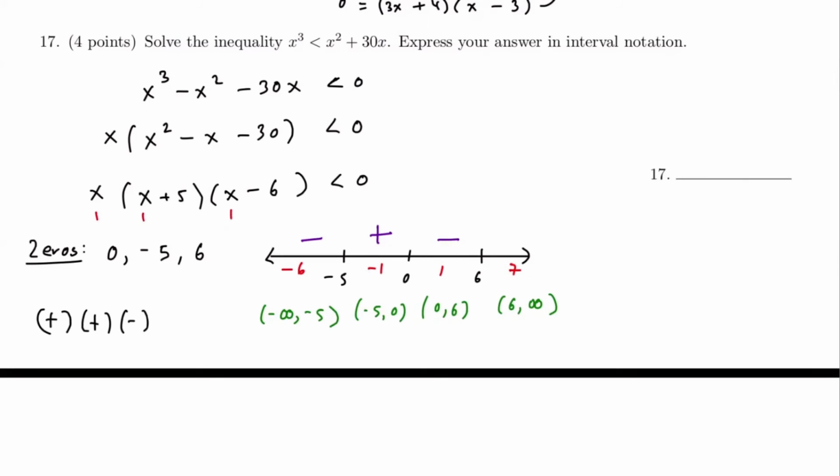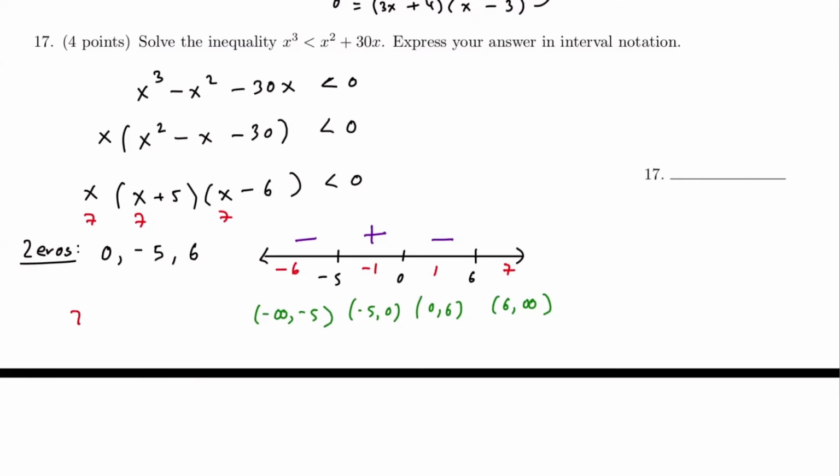And then for 7, let's plug in 7 into each x. So we plug in 7 here, 7 here, 7 here. So 7x, well, that's just a positive number. We don't need the actual value. We just want to know if it's positive or negative. 7 plus 5, that's a positive number. 7 minus 6, that's a positive number. 3 positives, when you multiply them, you get a positive value.